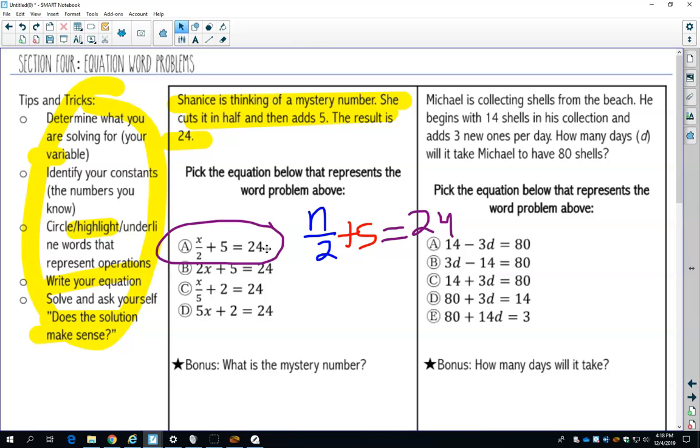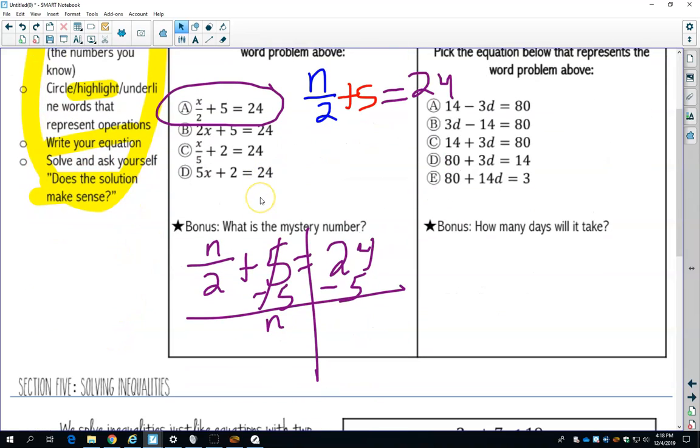And the bonus, to find the mystery number, I can solve my equation. Subtract 5 from both sides. Cancels out. n, oops, let's move this up. n divided by 2 is equal to 19.